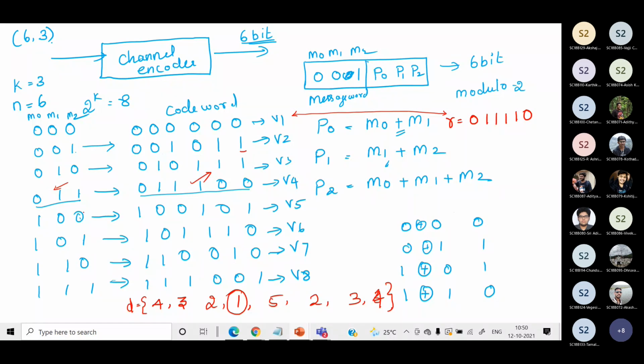See, if your message bit is this one, then the transmitted code word will be this. Clear? If any error occurs, based on that we will get R. Then we find the distance to each of these and identify which has the minimum distance. That will be the transmitted vector we choose. Clear?